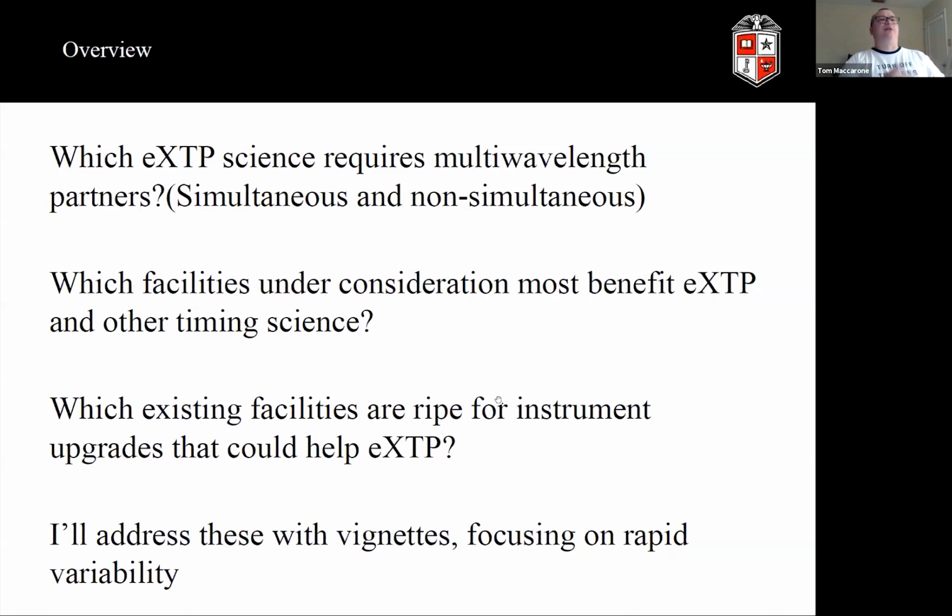So I'm going to talk about which EXTP science requires multi-wavelength partners, both simultaneous multi-wavelength data and just supporting data that come from other bands that are essential for interpreting the data, but don't necessarily need to be taken at the same time. Which facilities under consideration most benefit EXTP and other X-ray timing science. Which existing facilities are ripe for instrument upgrades that could help EXTP. And I'll address these with some scientific vignettes, so just short discussions of some science cases rather than going into detail. Some of the things I'm going to talk about, other people are giving full talks about later on, and I'm going to be focusing on rapid variability and accretion.